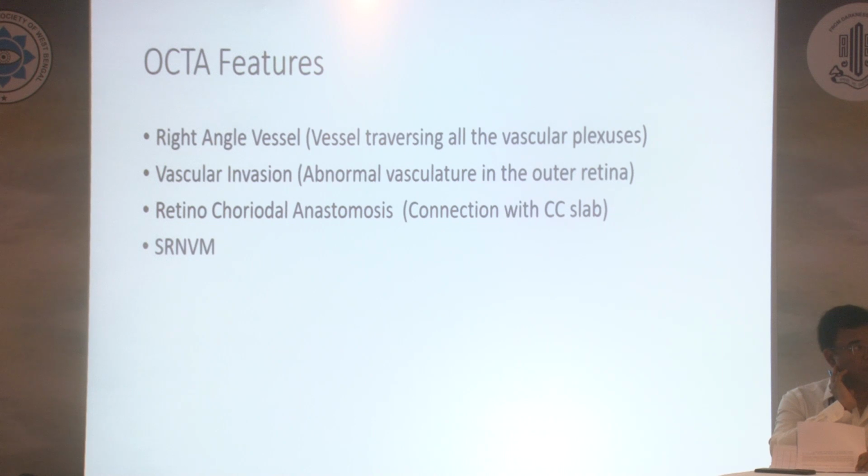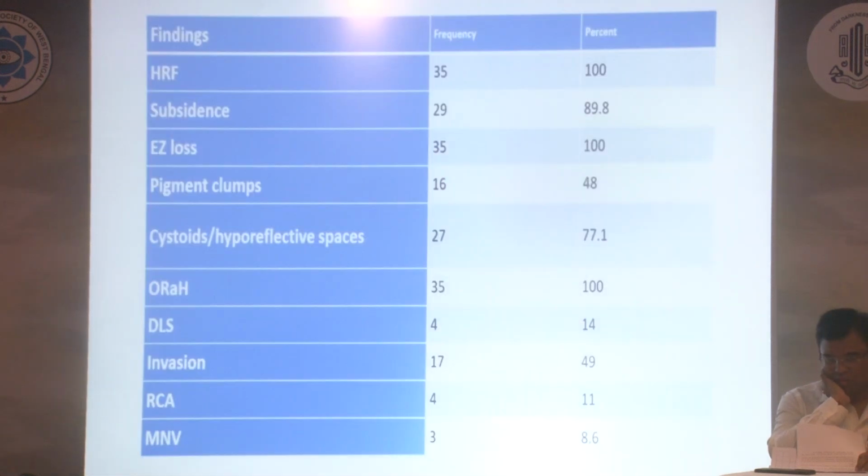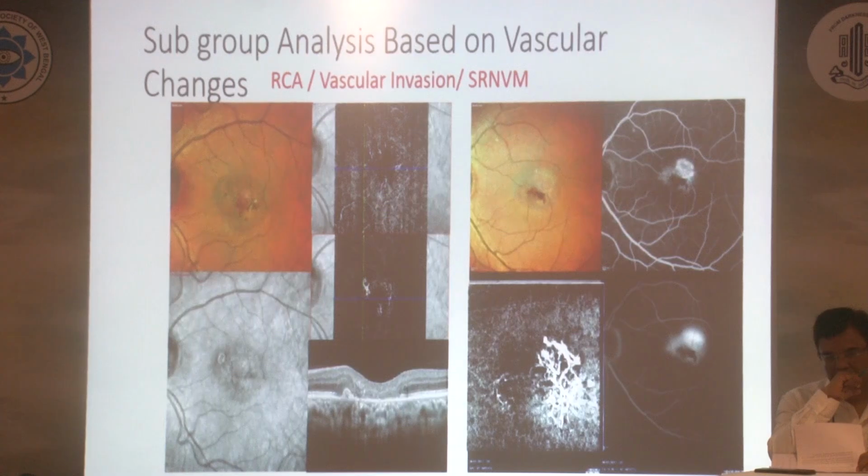On the OCTA features, we looked for a continuation of the vasculature through all the layers, vascular invasion or retinochoroidal anastomosis, or the presence of an SRNVM. These are the accumulation of all the OCT and OCTA findings. Please note that the subsidence and the EZ loss, which are features of atrophy or RPE loss, coincide well with the vascular invasion. We'll talk about what the invasion is.